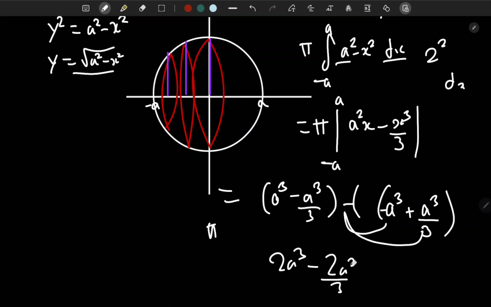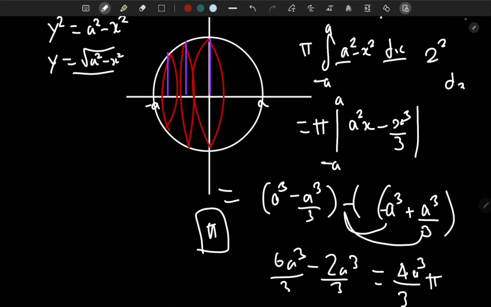Now let's make it the same denominator. So it's going to be times 3, since it's 1 over 1, right? So to make this 3, we will multiply the entire fraction. So it's going to be 3 here, and then 2 times 3 is 6. So the final answer is going to be 4a cubed over 3, and don't forget the pi, and that is the final answer.